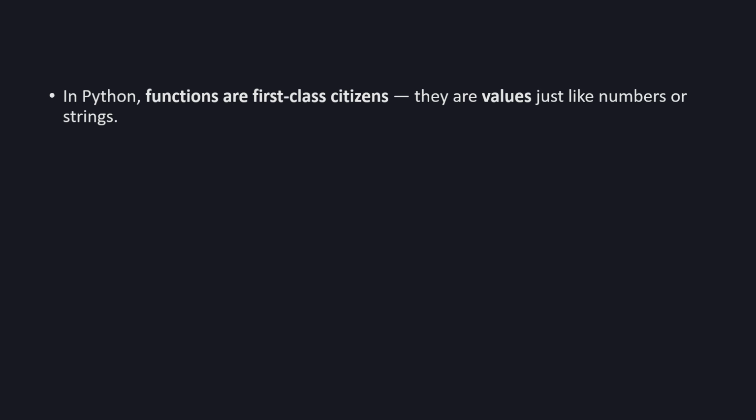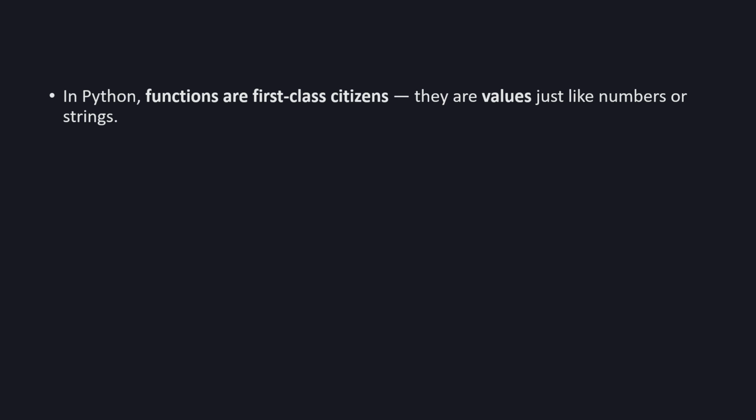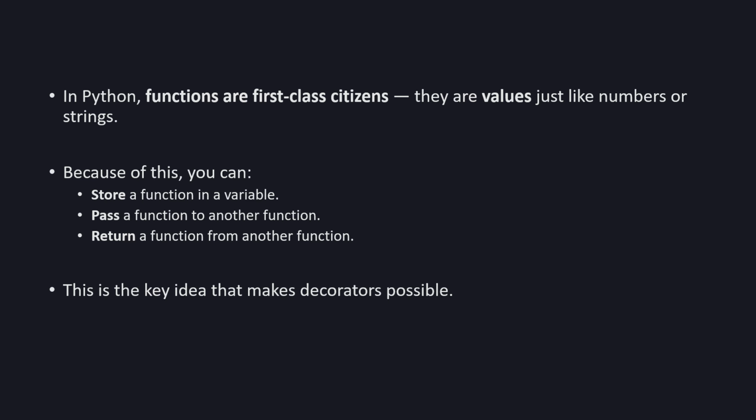Before I can show you the @ symbol, you must understand the single most important idea that makes decorators possible. In Python, functions are first-class citizens. That's it. What does it mean? It just means functions are values, just like numbers, like 5, strings, like hello, or lists. This means you can save a function in a variable, pass a function as an argument to another function, or return a function from another function. And this is the key idea that makes decorators possible. Let me show it to you.